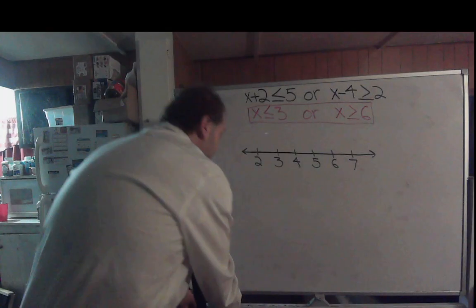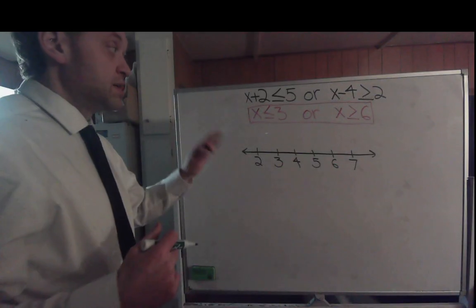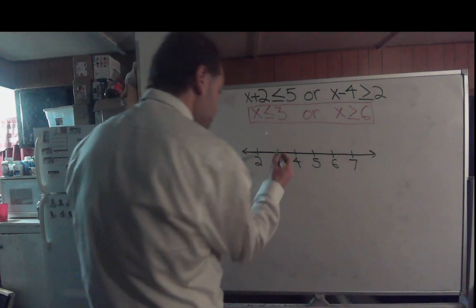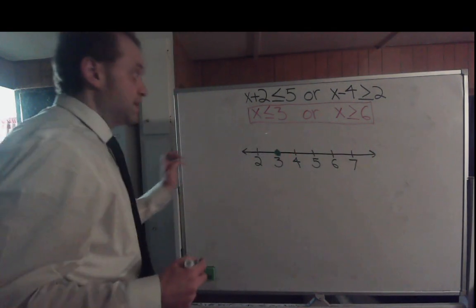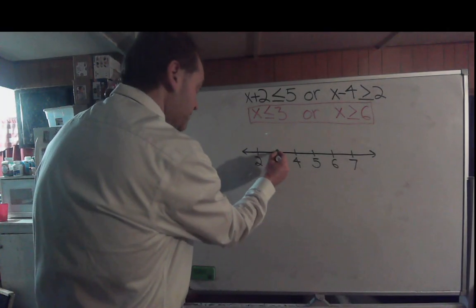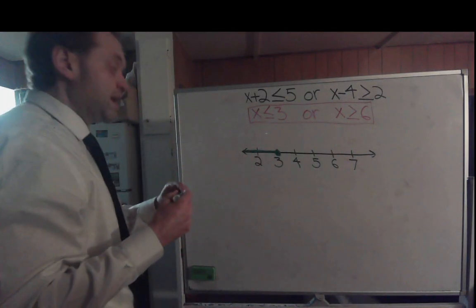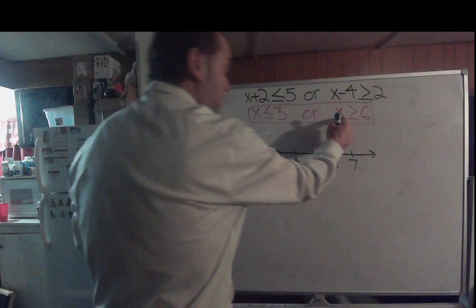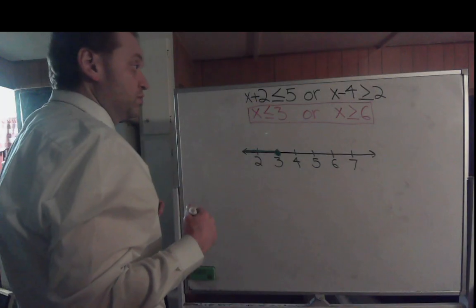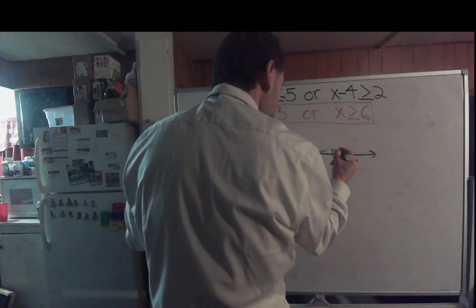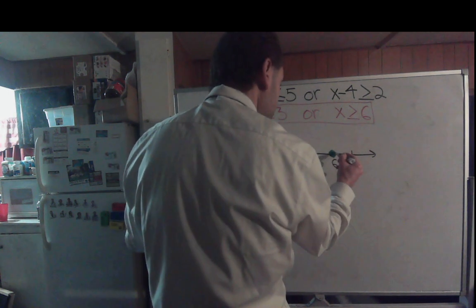Alright, so we have that x is less than or equal to 3. Since it includes 3, you'll draw a solid dot at 3. And then since it's less than 3, you'll shade everything to the left of 3 to indicate that the value keeps getting smaller. And then you have that x is greater than or equal to 6. Since it includes 6, you'll draw a solid dot at 6, and then you'll shade everything to the right of 6 since it's greater.